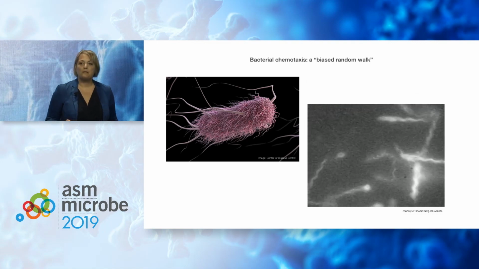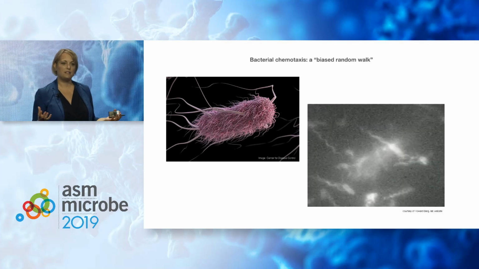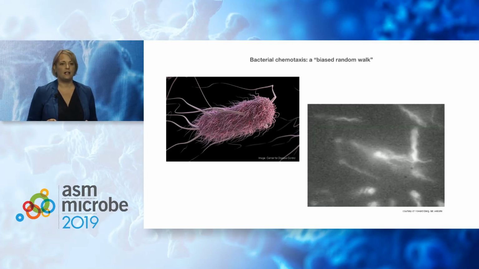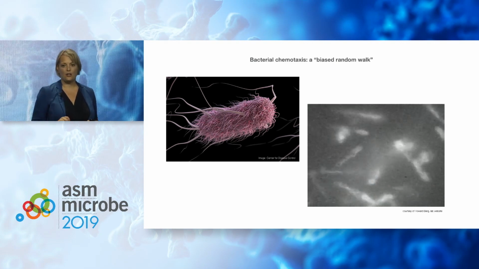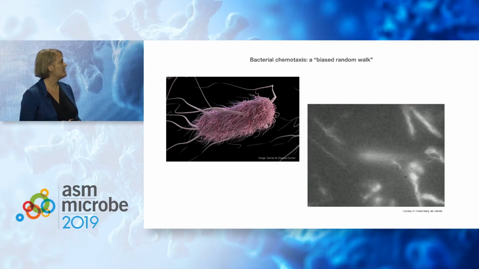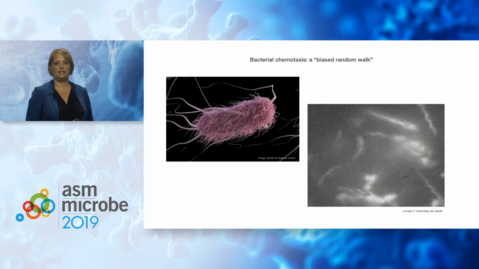But let's start with chemotaxis in the model organism E. coli. So E. coli are rod-shaped bacteria. They have multiple flagella distributed all over their cell body. Now, if all of these flagella spin in the counterclockwise direction, the cells swim smoothly forward. You can see that on the nice movie from Howard Berg's lab. They swim in these straight runs.